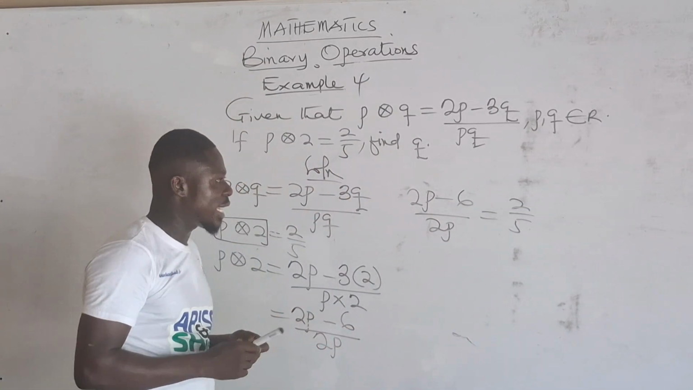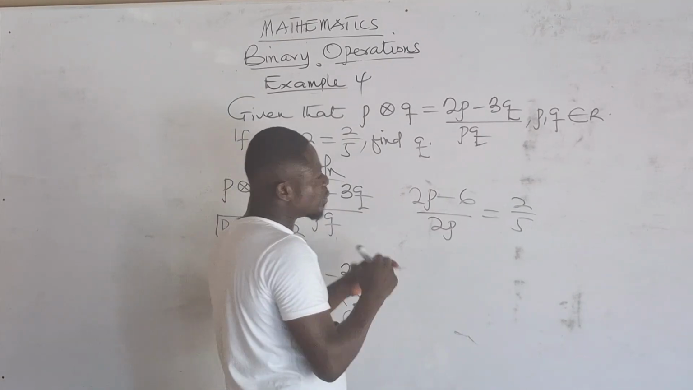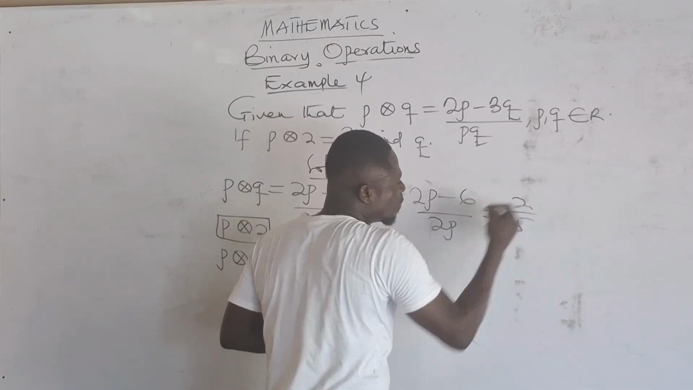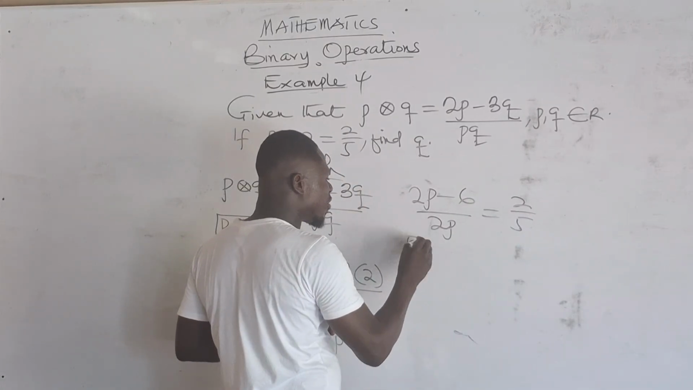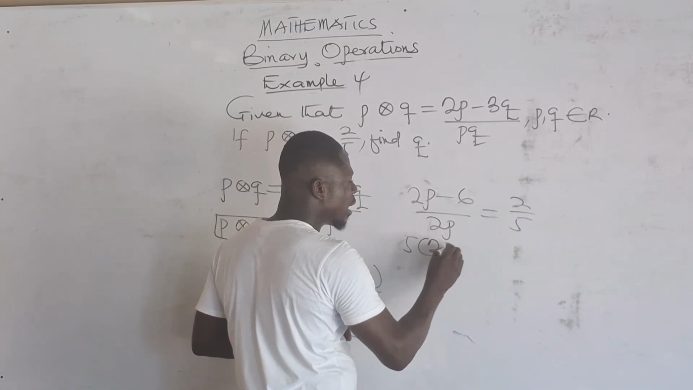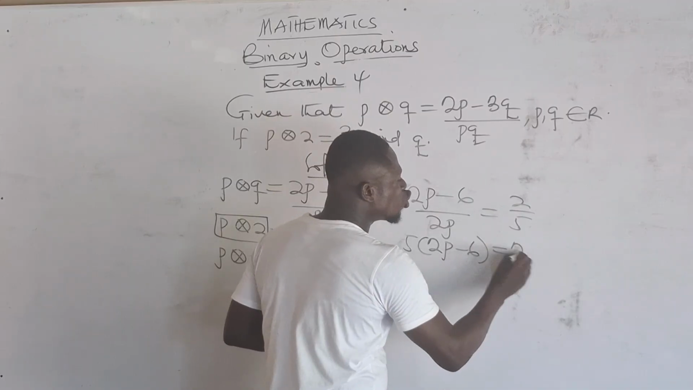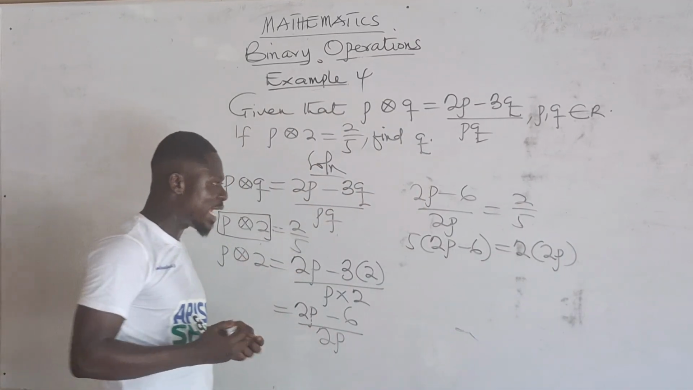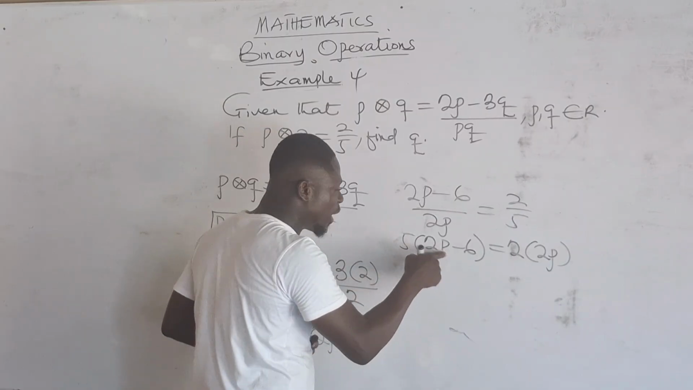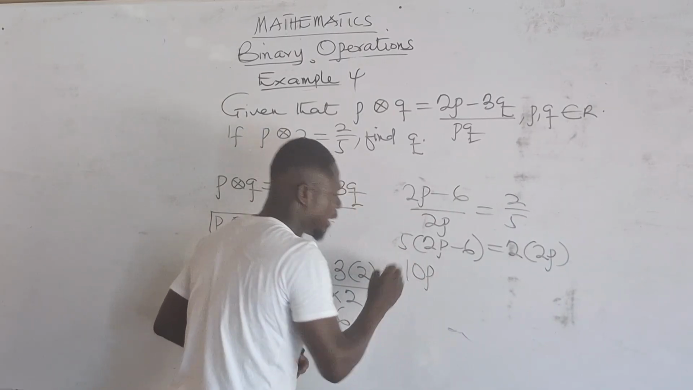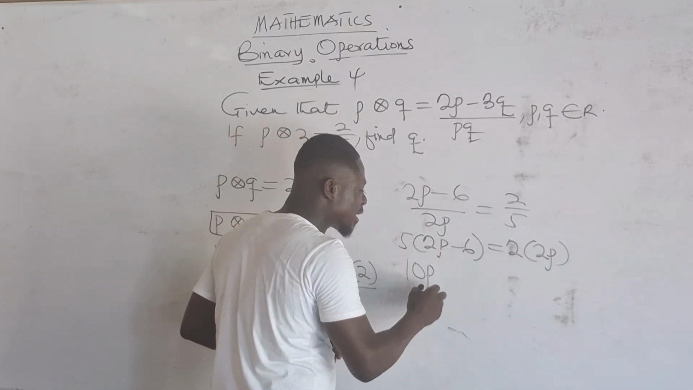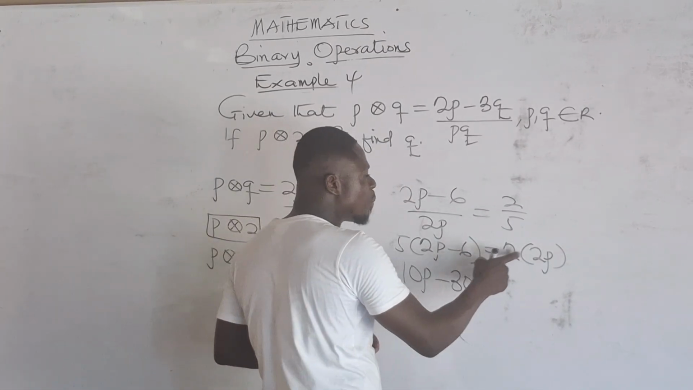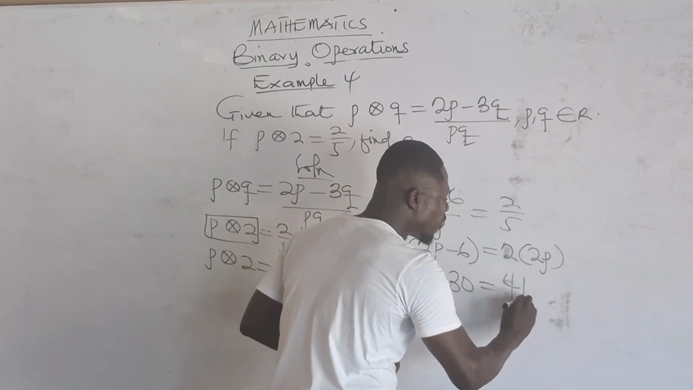What do we do over here? We will do cross multiplication. This multiplies this. This one 2 multiplies that. So we have 5 multiplying 2P minus 6 equal to 2 multiplying 2P. Let's expand and see what we get. 5 by 2P will be 10P. 5 by negative 6 will be negative 30. When we come here, 2 by 2P will be 4P.